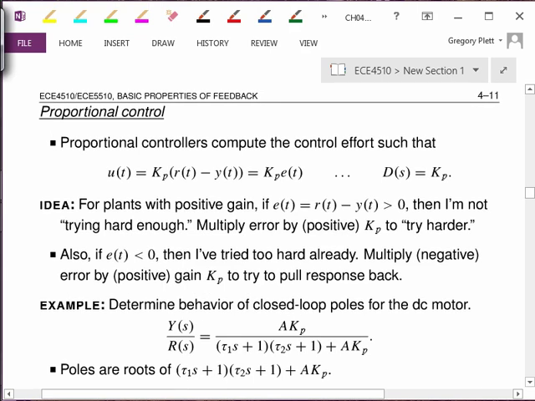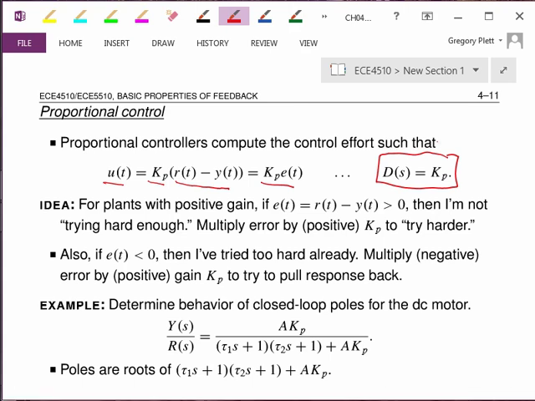So proportional controllers compute the control effort u of t such that u of t is equal to a constant times the reference input minus the measured output, or a constant times the error. And again, as we've said, that means that D of s is simply the constant Kp. And the idea behind this is pretty intuitive. So if we have a plant with a positive gain, and most do, if it has negative gain, just multiply everything by -1 and then it has a positive gain.